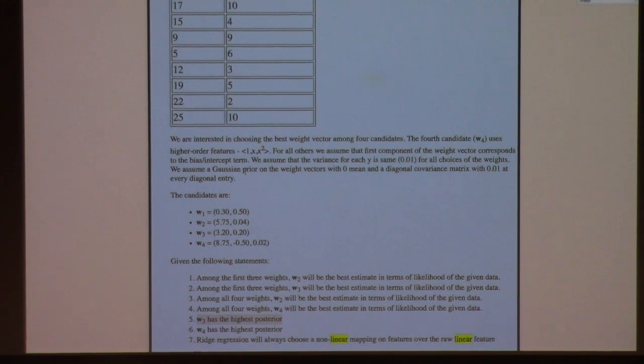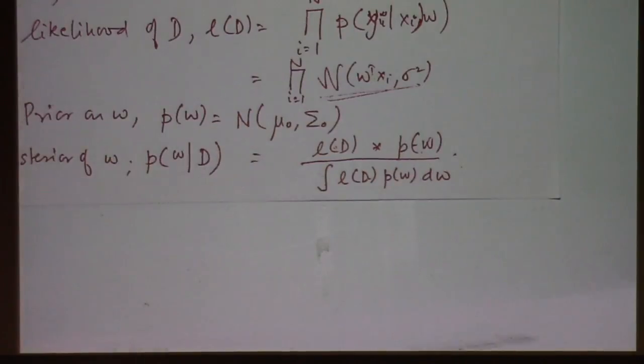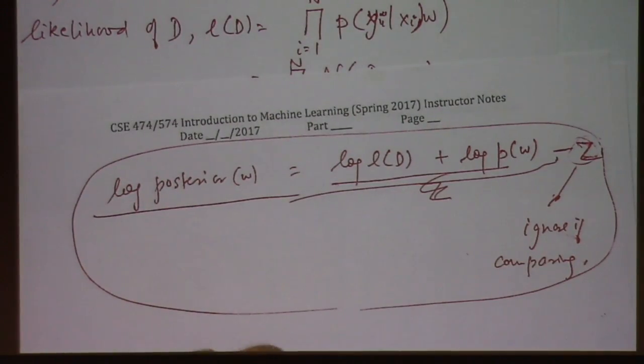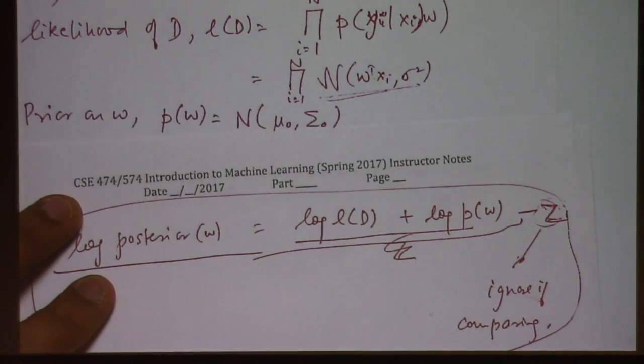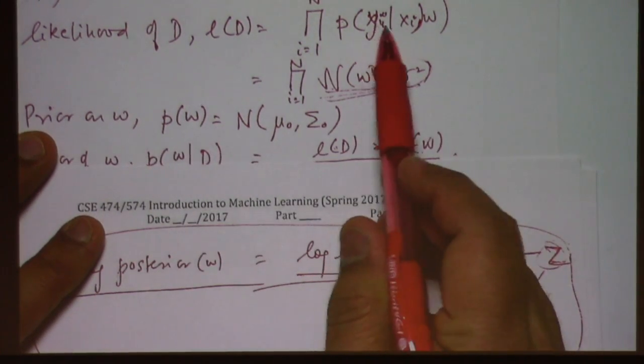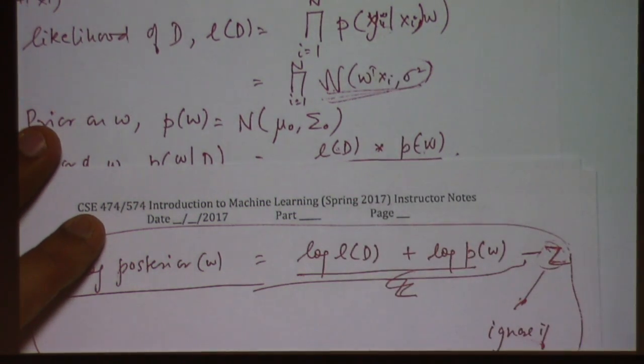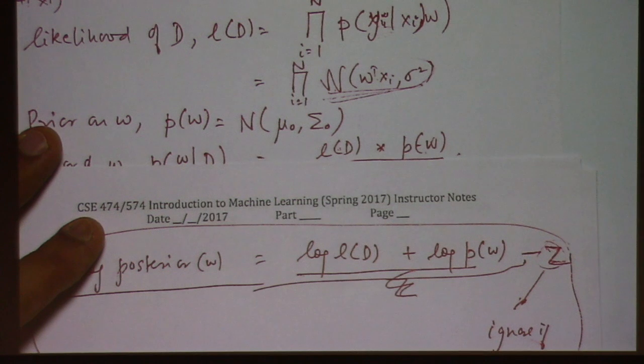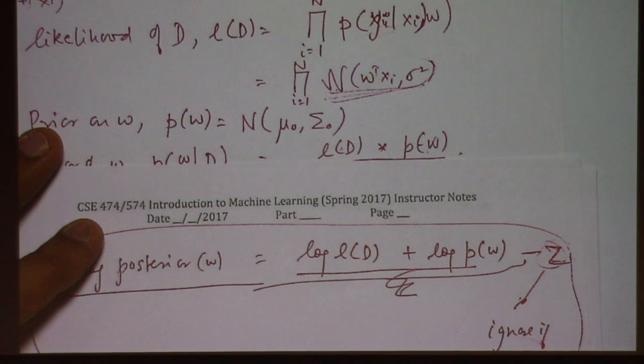So L of D is the likelihood of the data. Let me tell you what that is. That is just the product of individual probabilities. So what is L of D? Likelihood. I've written it here. It is the product for i equal to 1 through n of the PDF of every yi. Now we are assuming that yi by itself is a Gaussian, which means this will be 1 over 2 pi sigma times exp of minus 1 over 2 times (yi minus w transpose xi) square over sigma square.